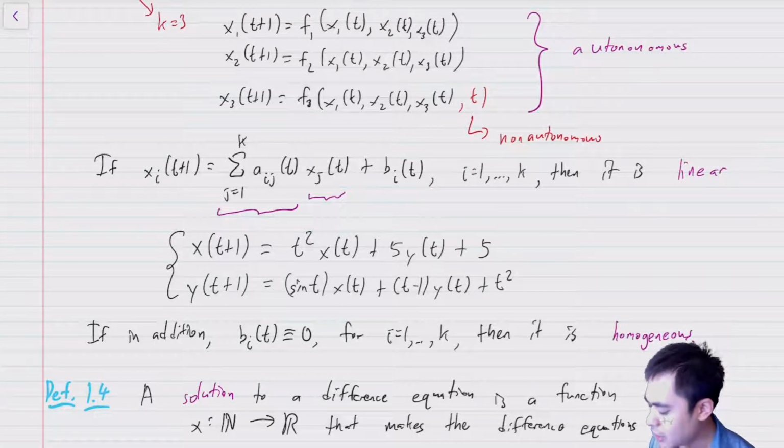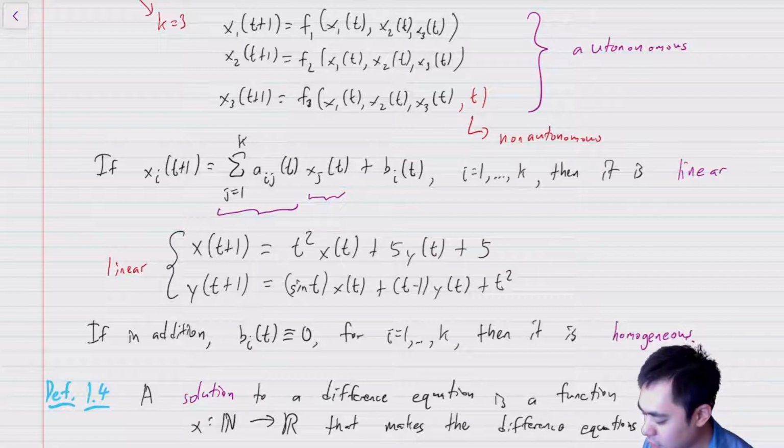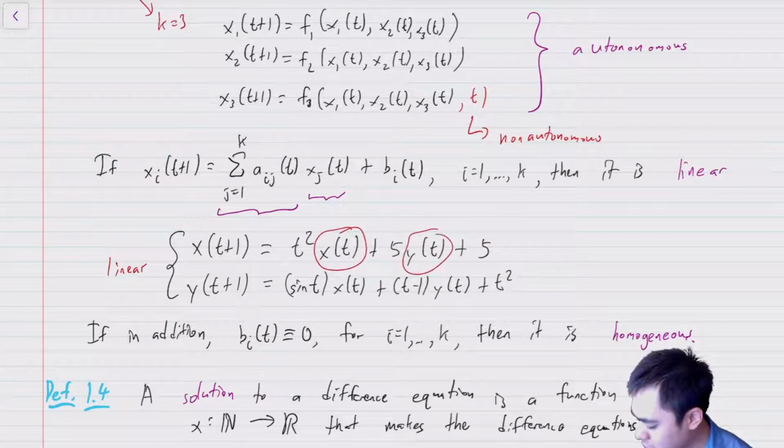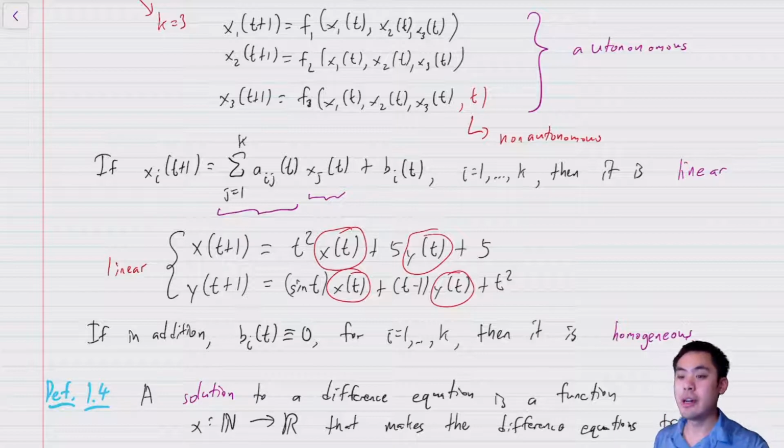So this system here is linear, because each of our state variables here only appears once and is not multiplied by any of the other state variables, and it's only multiplied by some function of the t variable.